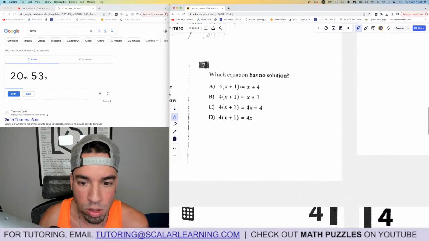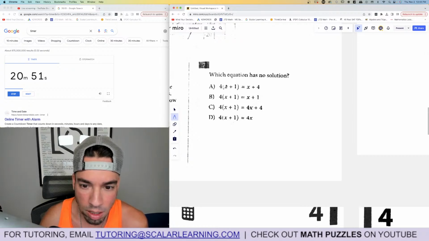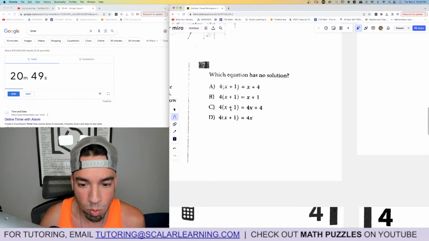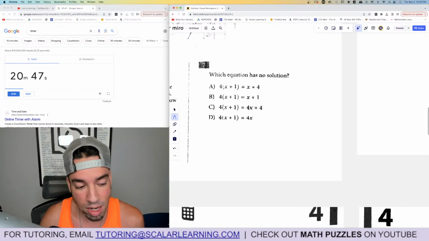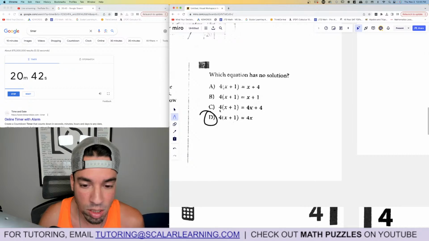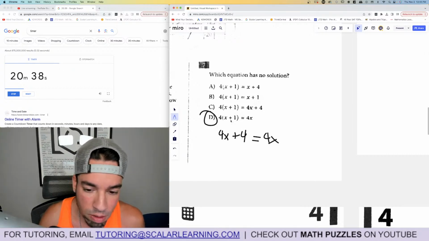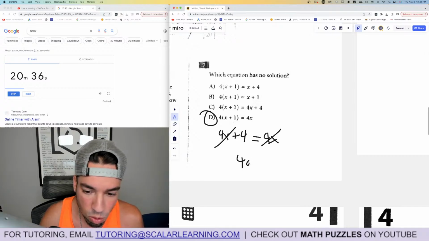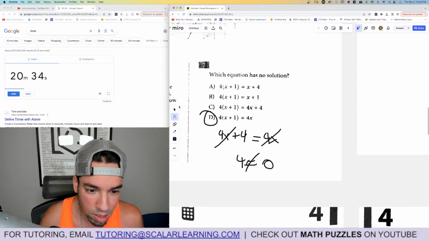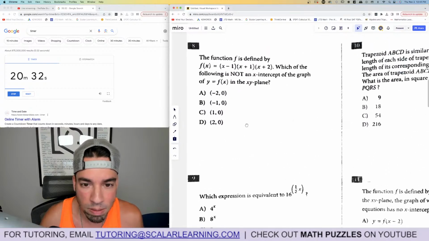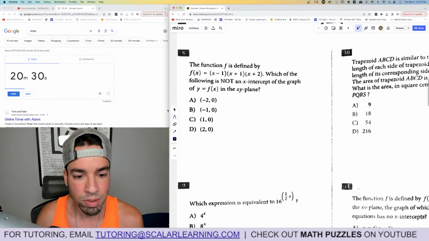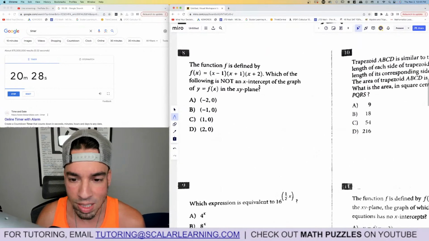Which equation has no solutions? All right, so we can say, okay, it's going to have the same slope, different constant, meaning same coefficient in front of x, different constant. It's going to be D, because if I distribute this, I get 4x plus 4 equals 4x, and you can verify that by subtracting 4x from both sides. You get 4 equals 0, which is nonsensical, which means it's no solution. Boom, done.